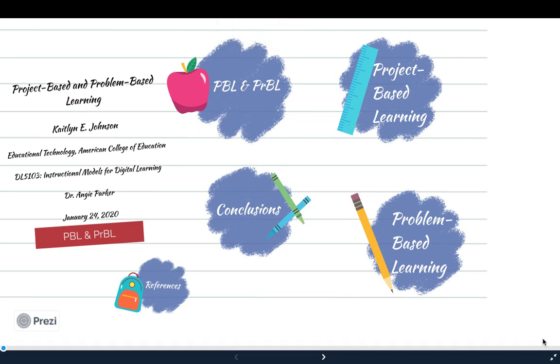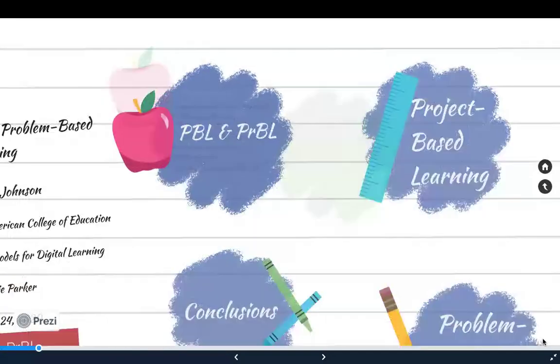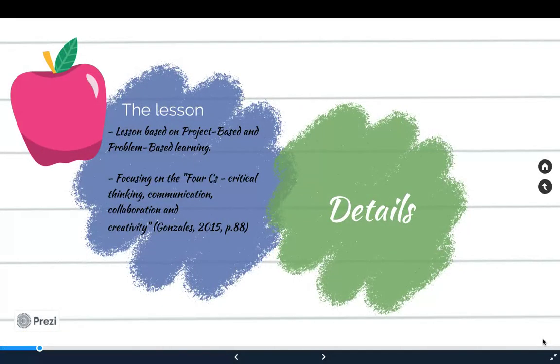This is a presentation over project-based and problem-based learning. The topic is going to apply to two types of lessons, project-based and problem-based. In each of the lessons, the students will be focusing on the four C's: critical thinking, communication, collaboration, and creativity.